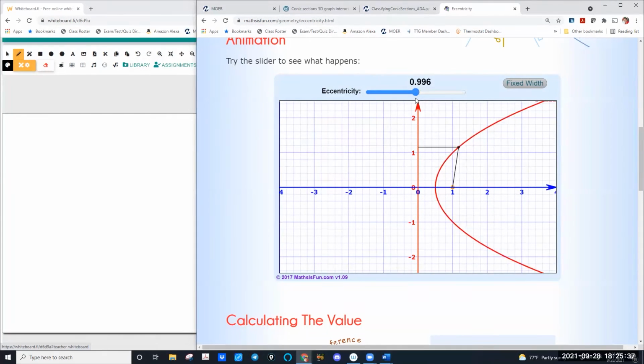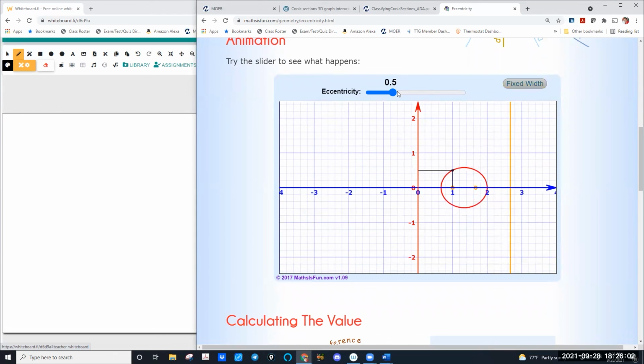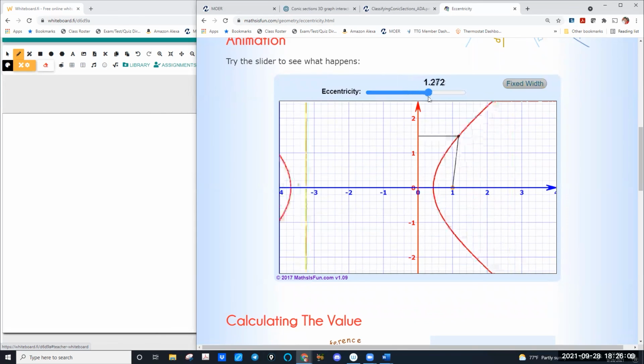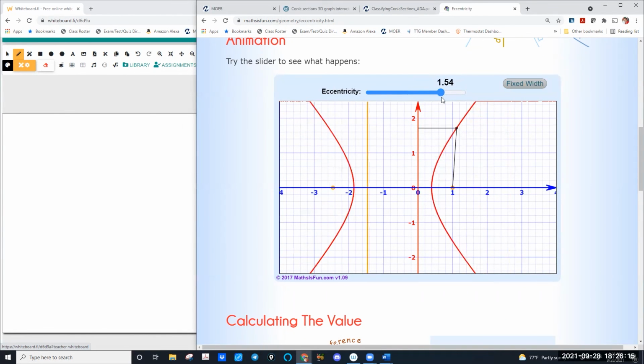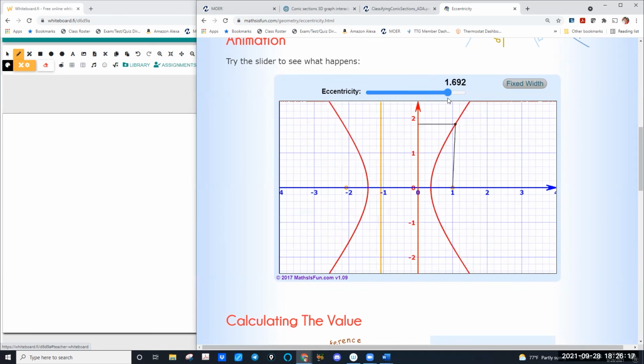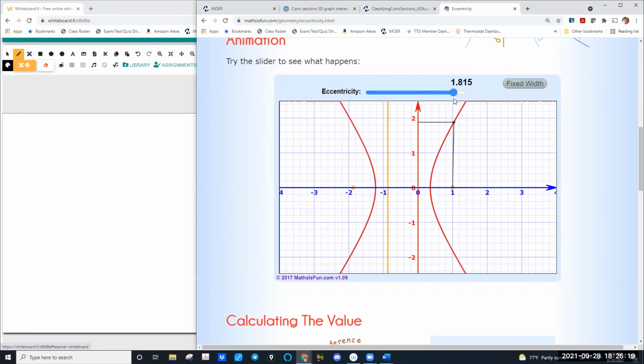Once we get to 1, let's see, I don't know if I can get to 1 exactly or not. Right here, once we get to 1, we know we have a parabola. Once we get over 1, we have a hyperbola. Now watch what happens as the eccentricity gets larger with the hyperbola. It gets more elongated in the vertical direction. So that's what the eccentricity is telling us.